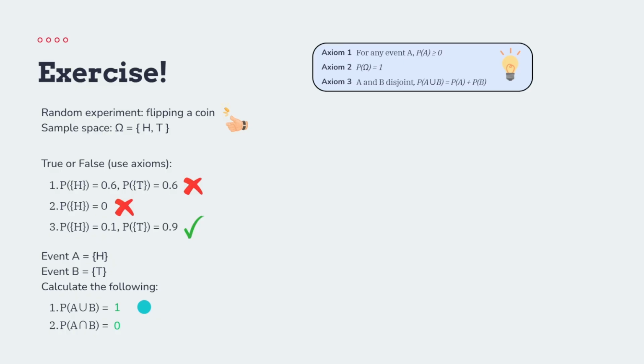Another way to express A union B is the probability that either heads or tails will land. And that is certain because when you flip a coin, one of them must happen. As for A intersect B, it can be interpreted as the event where both heads and tails land. This is impossible because a coin flip can only land one outcome.